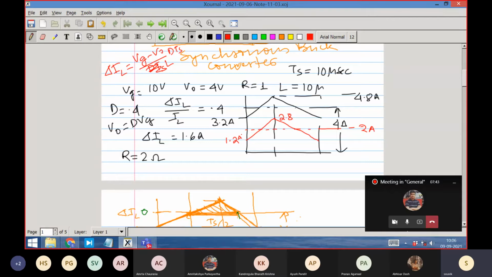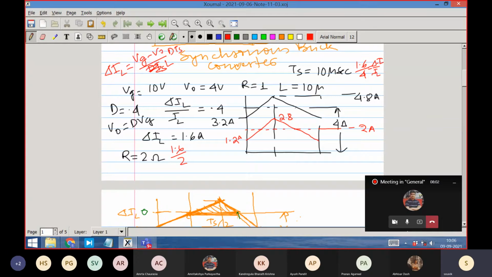So now the factor is delta IL by IL, which is 1.6 by 2. Earlier it was 1.6 by 4. That was delta IL by IL, right? That was 40%. Now it is more. It is 80%.